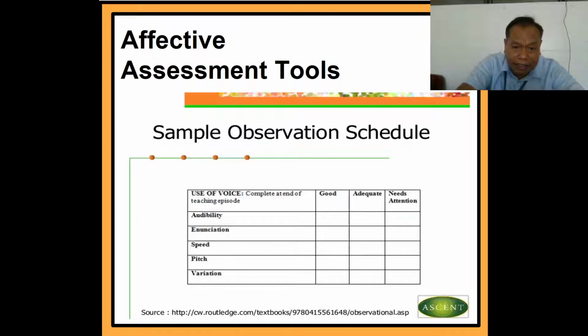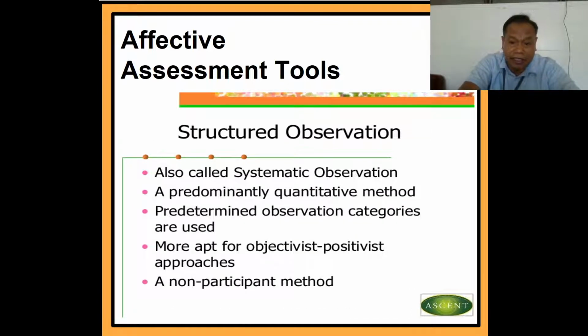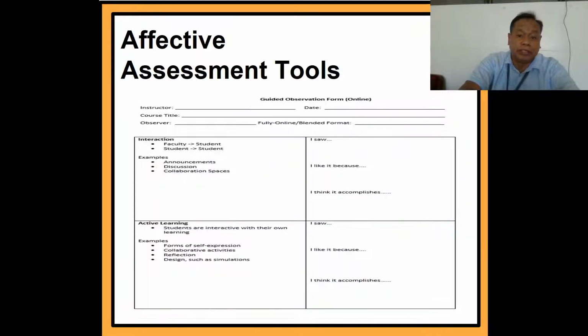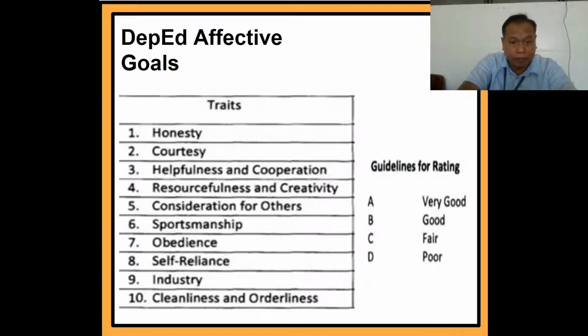You can see here a sample observation schedule: use of voice, audibility, enunciation, good, adequate. It's like a rubric as you see it. Structured observation is also called systematic observation. And the teacher formal classroom observation form, the one I told you about, with professional knowledge and others, the one that is observing you lists a lot of things because of this structured observation tool. This is also an example.